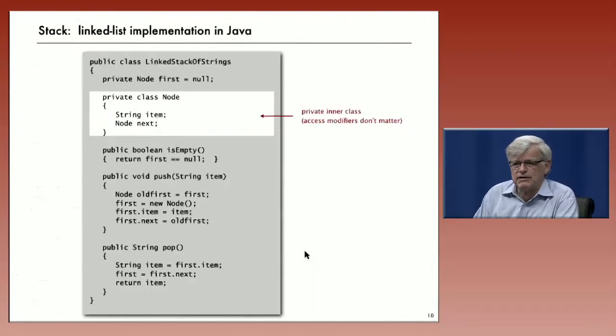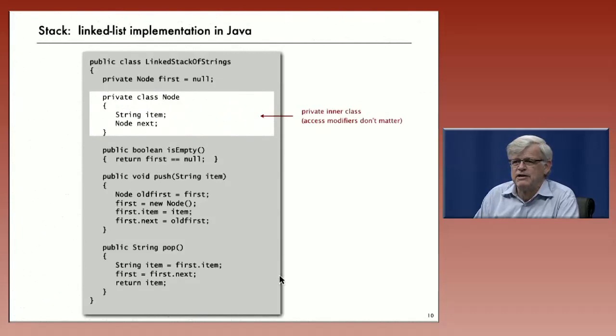So this is a complete linked list implementation of all the code to implement a stack of strings in Java. It's a class. The constructor doesn't have to do anything. There's no constructor. We have this inner class that we use to build the items in the linked lists, and we make it an inner class so we can directly refer to those instance variables. And then the only instance variable of a stack is a reference to the first node on the list, and it starts out being null.